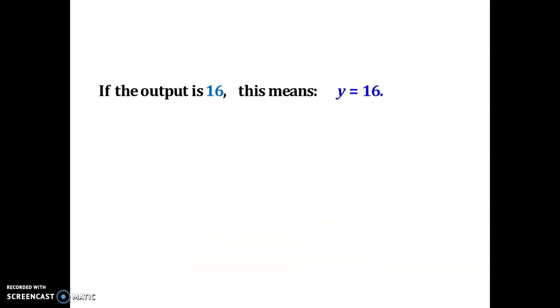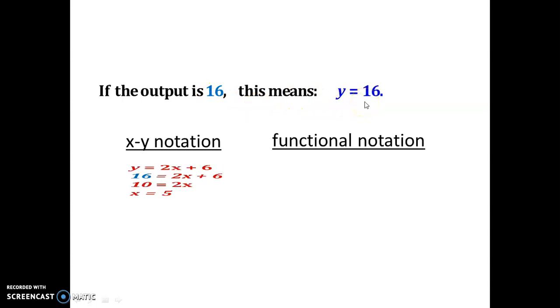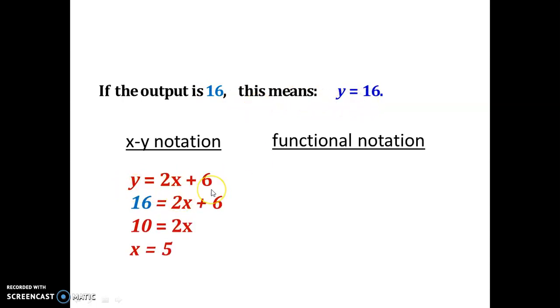Okay, let's look at another one. Let's say you have an output of 16. So the output is like the y value, right? So this means y is 16. So in xy notation, if we use that same equation, now if the output is 16, we're replacing y with 16. So 16 goes here. And now we're going to solve for x. So subtract 6, and then divide by 2, and we have x equals 5.